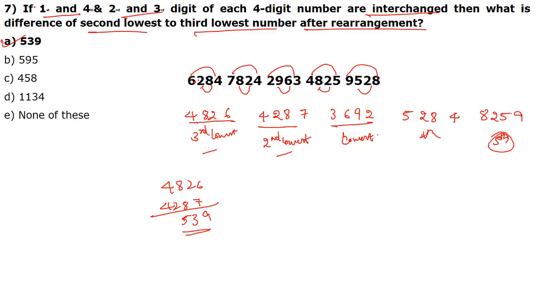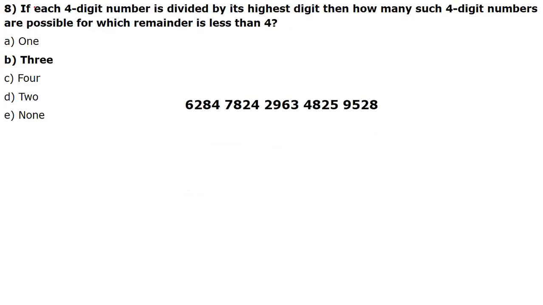Okay, so let's check out the last question of the first set of questions. If each 4-digit number is divided by its highest digit, then how many such 4-digit numbers are possible for which remainder is less than 4? So we need to check out. Firstly, we need to divide each of the 4 digits by the highest number out of it.